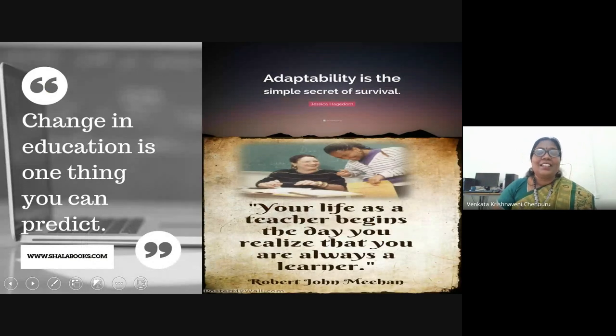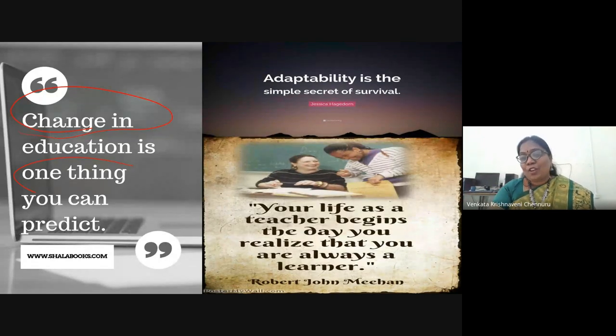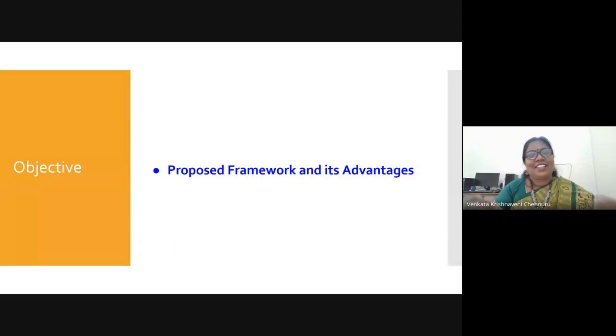And we know pretty well that we are all in the educational field, and change in education is one thing that we are able to predict. And we are all teachers. Your life as a teacher begins the day you realize that you are always a learner, and we are ready for adaptability, which is one of the traits of the teacher. Adaptability is the simplest secret of survival, and all the participants are adaptable in nature. That's why we are here together now.